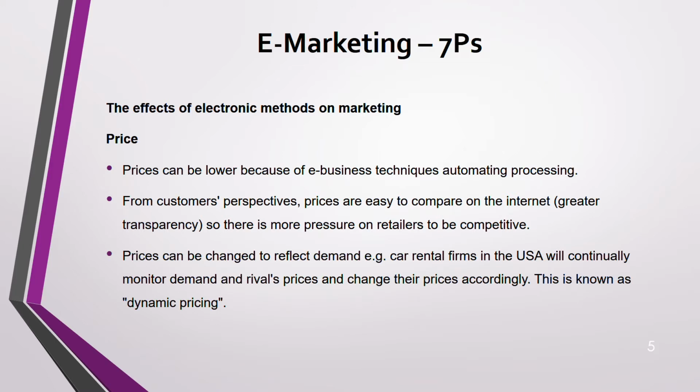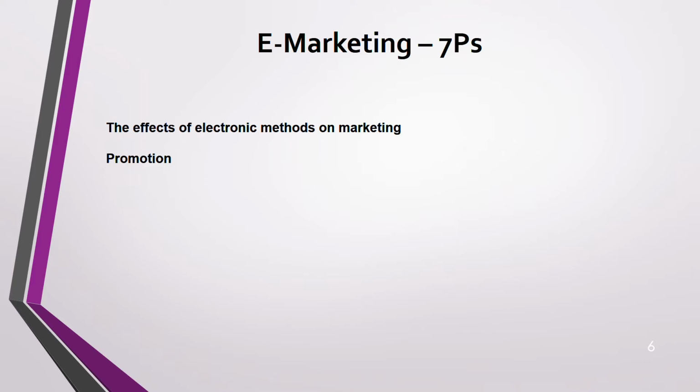Prices can be changed to reflect demand. You can easily change the price. For example, in the US, car rental firms monitor demand and automatically change the price. Very rapidly they keep changing the price. The term for this is dynamic pricing. Dynamic because it keeps changing. If it was static, the price would not change. New pricing approaches also become feasible, such as auctions. So these are some advantages.